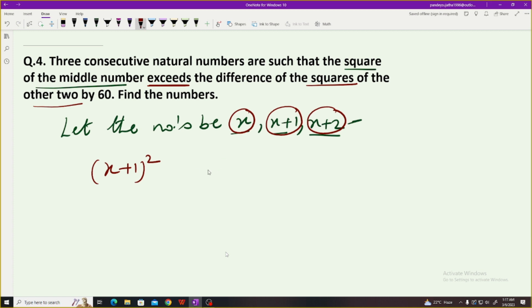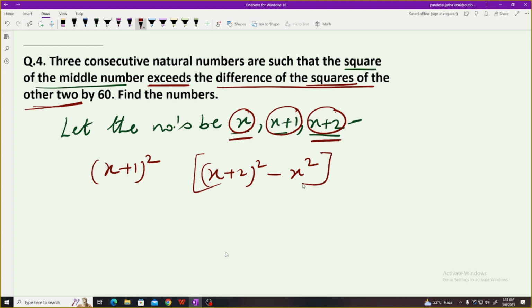So (x plus 2) whole square minus x square. That's what is mentioned here: the difference of the squares of the other two. So the difference is (x plus 2) whole square minus x square. So this (x plus 1) whole square exceeds the difference of these two numbers by 60. Hope this equation is clear to all.